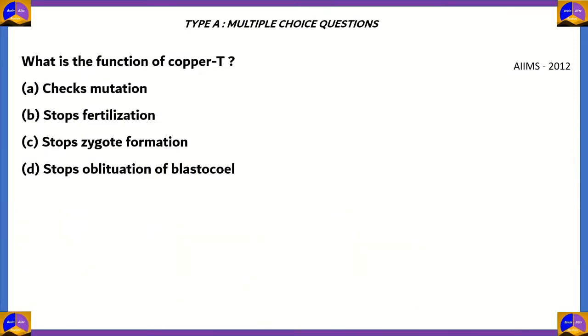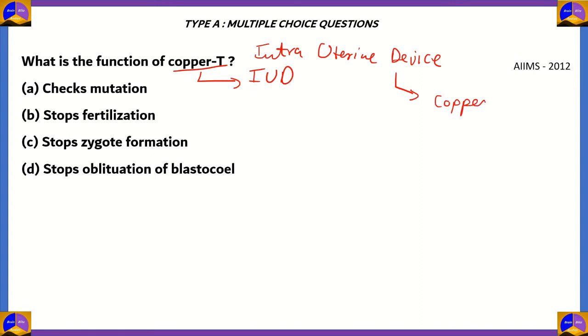Next question. What is the function of copper T? Well, the copper T is basically an IUD, which is intrauterine device. And the speciality about copper T, as the name suggests, is the fact that it is a copper releasing device. And when an IUD is copper releasing, it releases copper ions which help in the increase in phagocytosis.